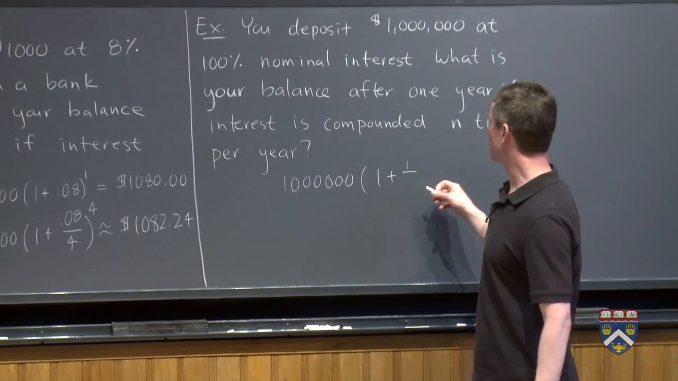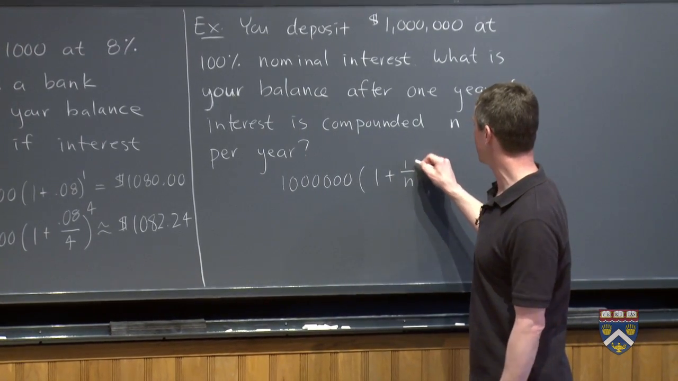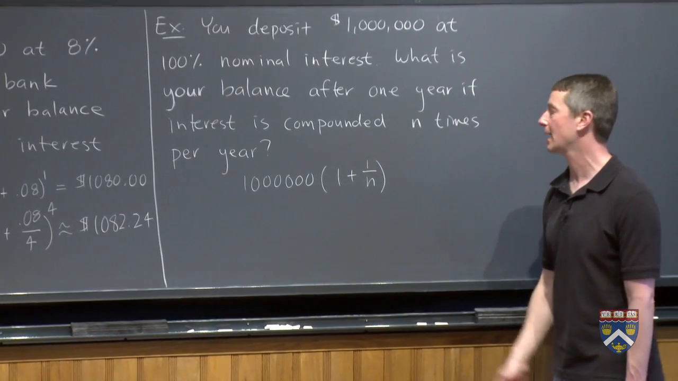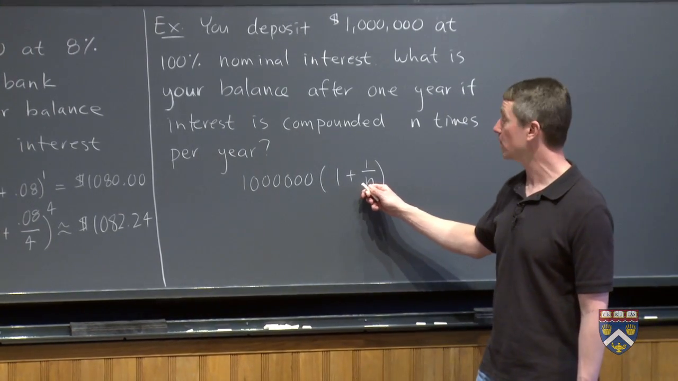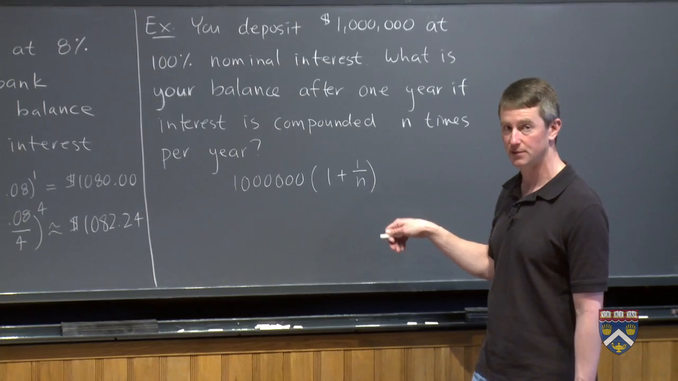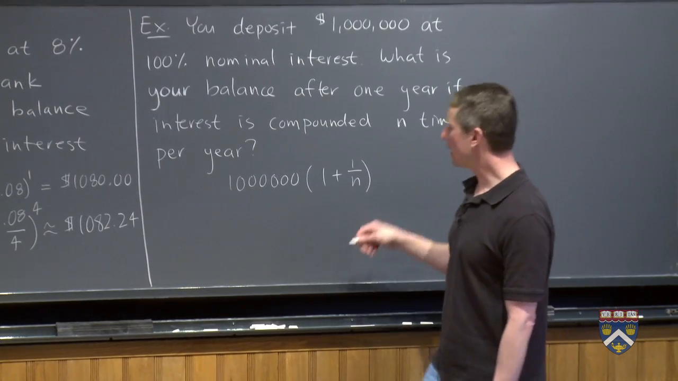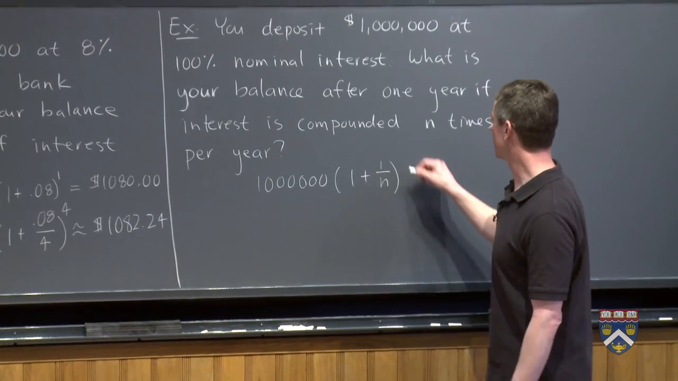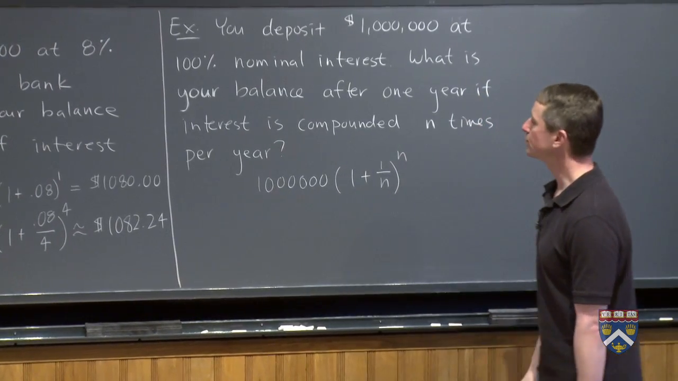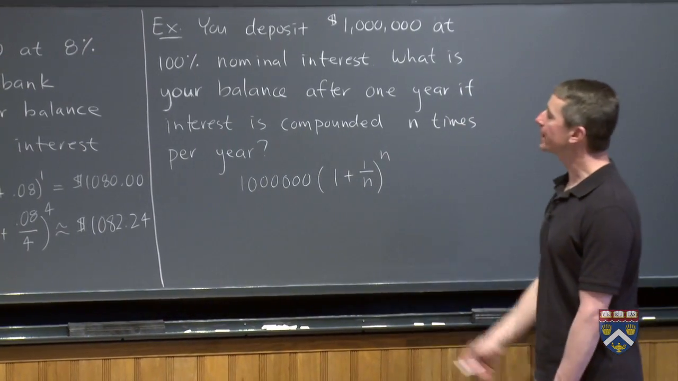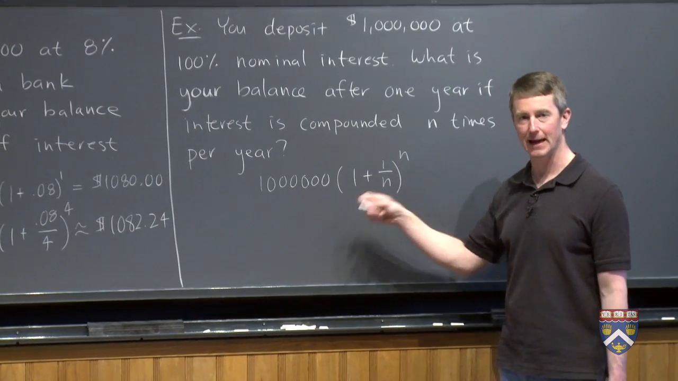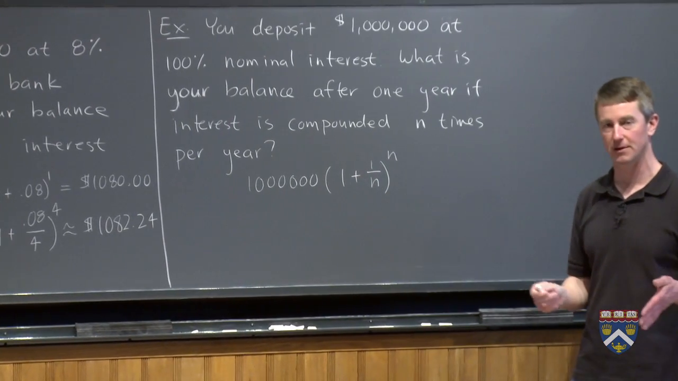But we're not told that it's quarterly, we're told that it's n times per year. So whatever n happens to be, so if you were compounding it 20 times a year, that would mean you're earning 5% during each of those compounding periods. But just as in this case, we earn the interest 4 times during the year, same thing here. So if we only compound it at the end of the year, n is 1, you earn 100% on your $1 million, and you have $2 million at the end of the year.